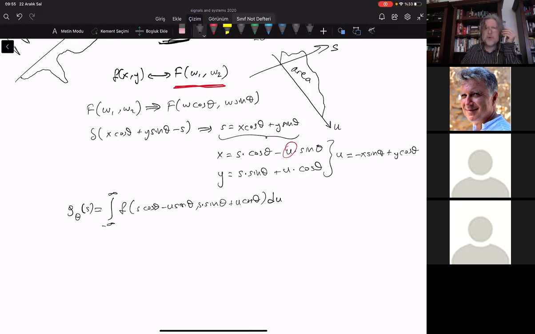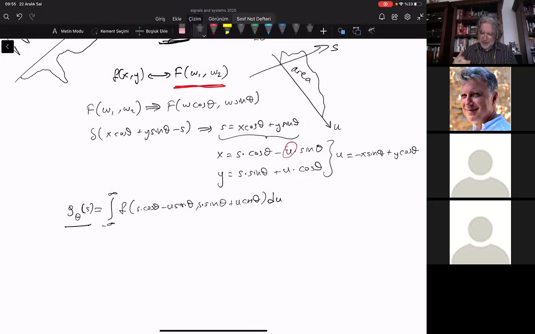Now, as you see, if you focus on this last integral that I have written, the inside F is in terms of several things. One of them is s, okay? The other one is u, and the other one is theta. And then I am integrating with respect to u. So u is gone as a result of this integration. u goes away, and we are left with only s and theta. That's why g theta of s is in terms of s and theta.